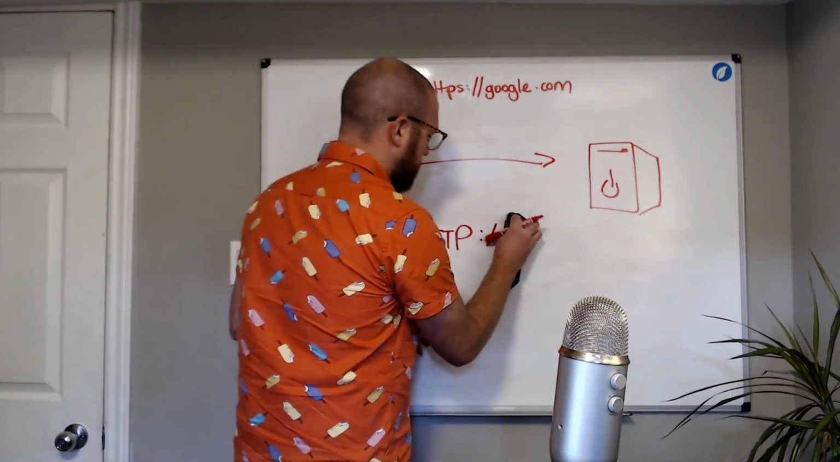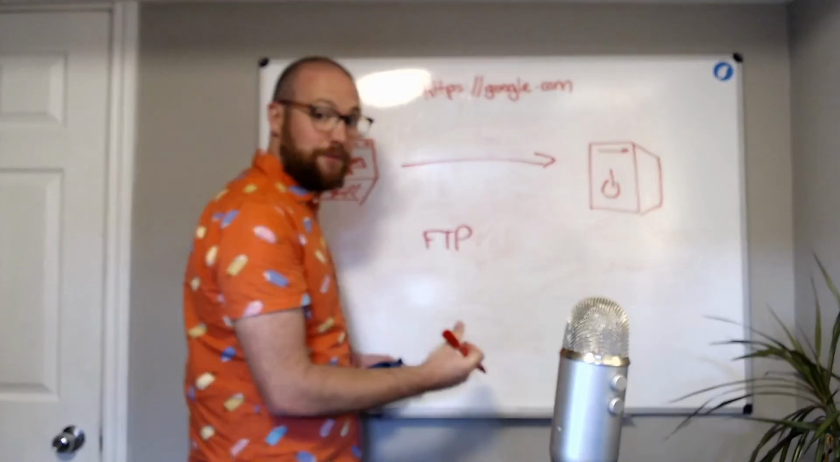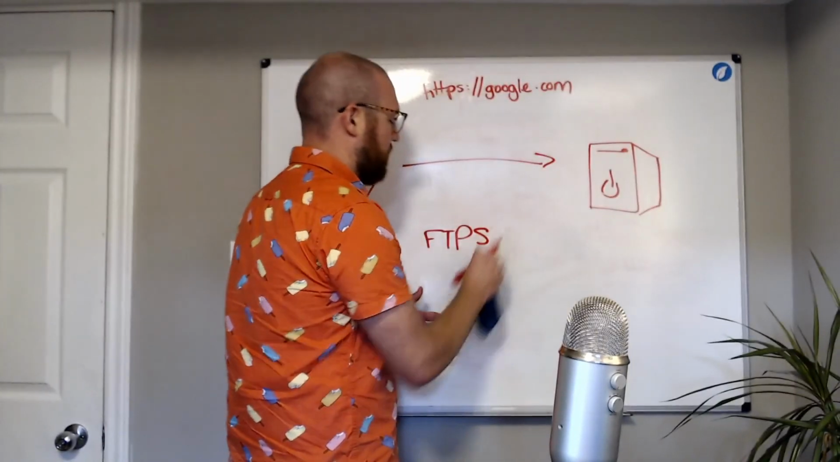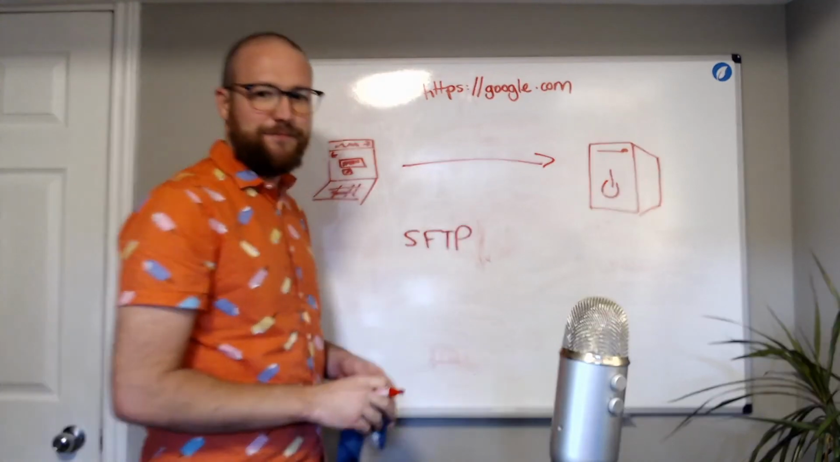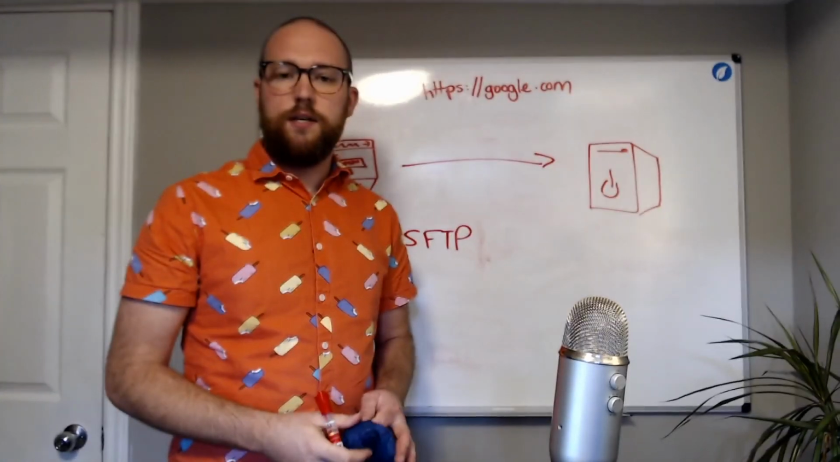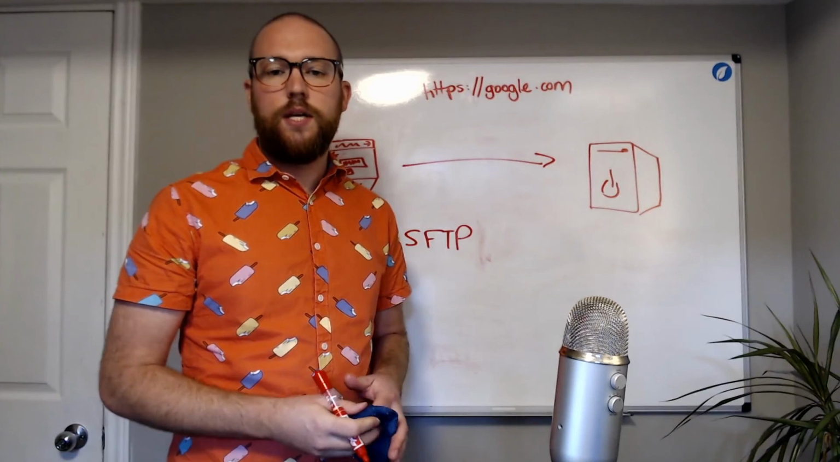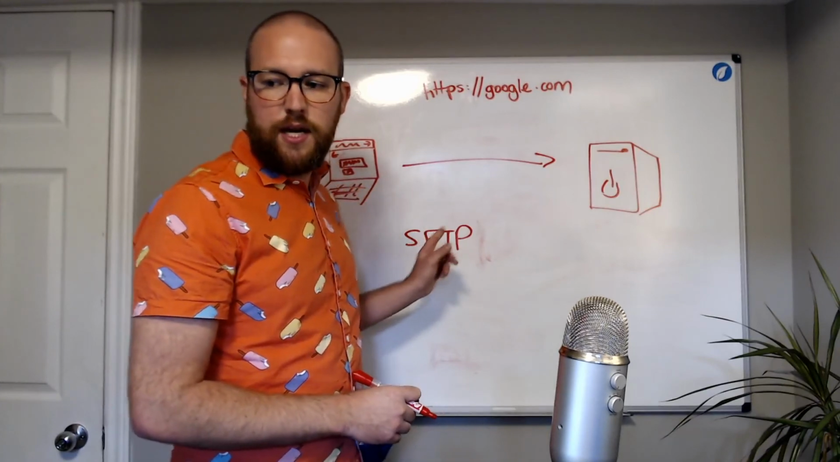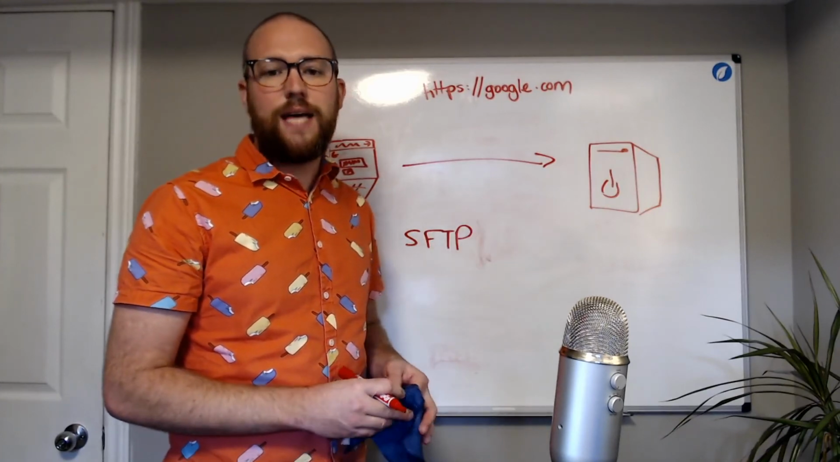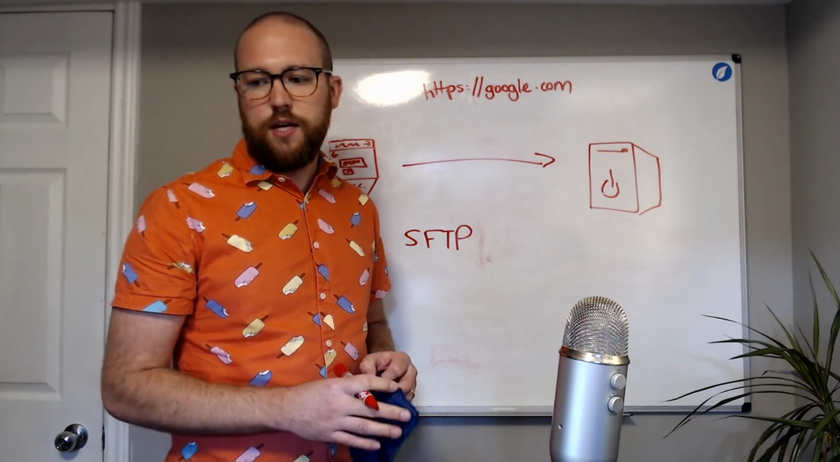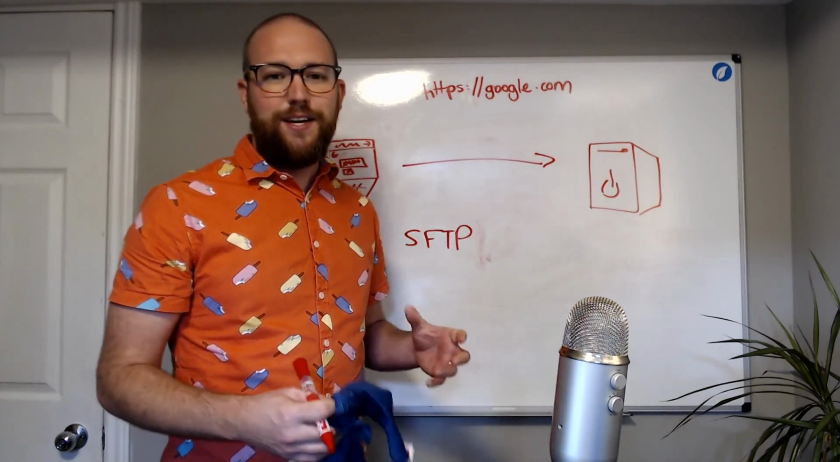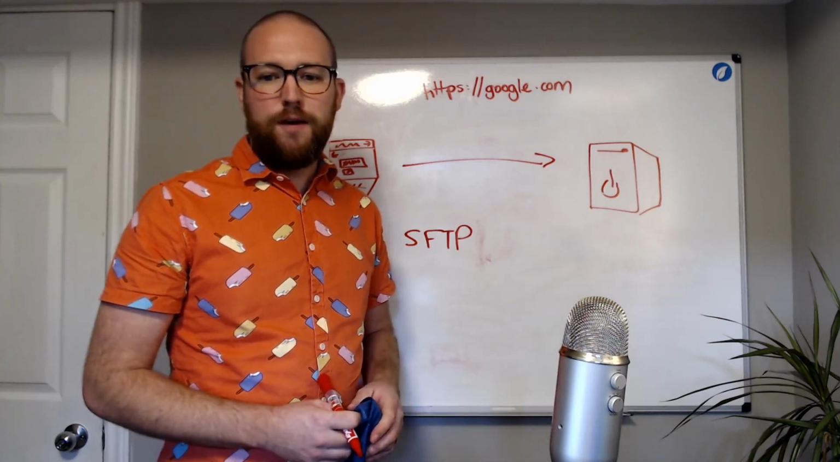But this also exists in an SFTP, right? Which is the same idea. Now we're also going over an encrypted connection. So now we've encrypted this data as we're sending it over. So an SFTP address instead of just a normal FTP address. And again, that S is what secures it. Okay? And that's it.